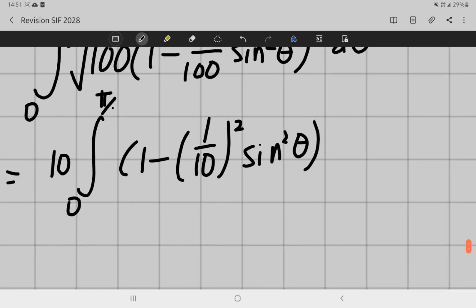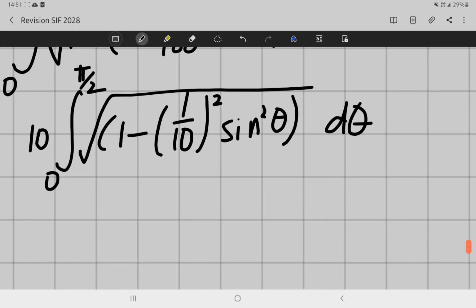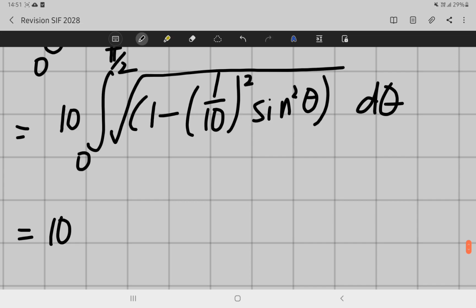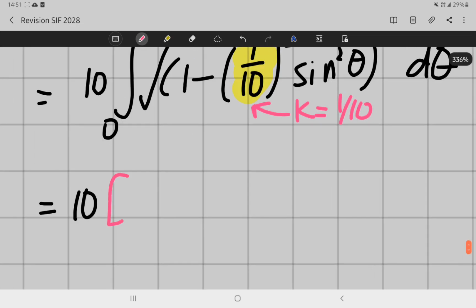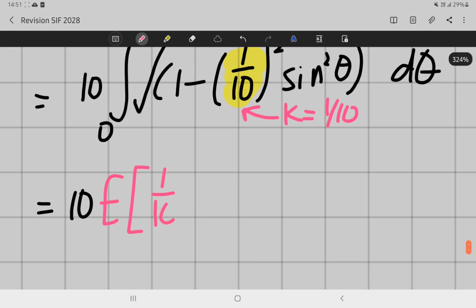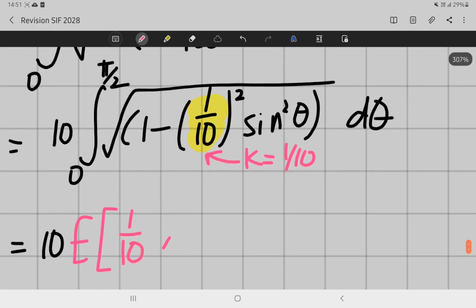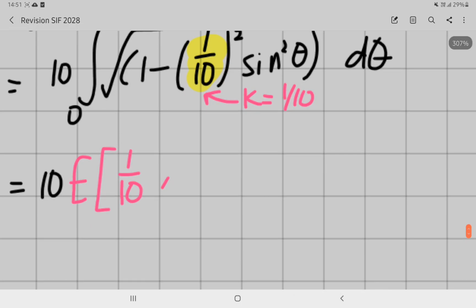d theta, pi over 2. So we know that this is k equals 1/10. So this is the elliptical integral of the second kind, with k equal to 1/10, and our phi, or the angle, is pi over 2.